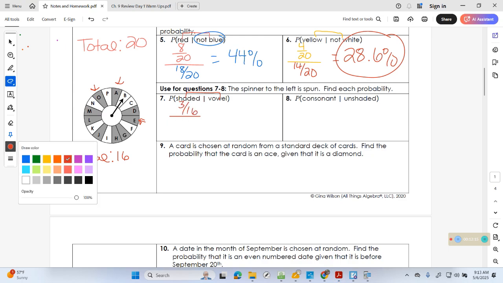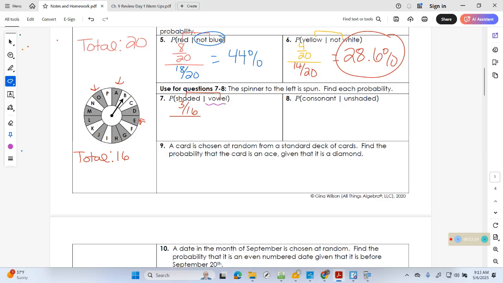Okay. Now, how many are just probability of a vowel? How many vowels are on there? 4, because we got I on here. And of course, divide it out. You know the drill. What do you got? 75%. I like it.